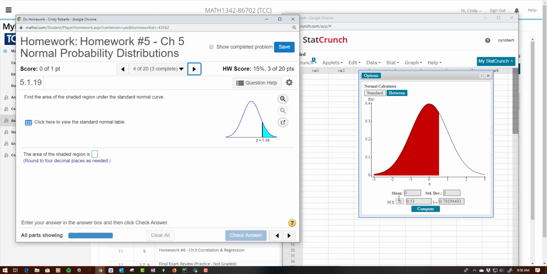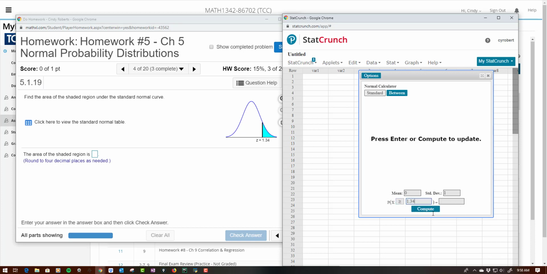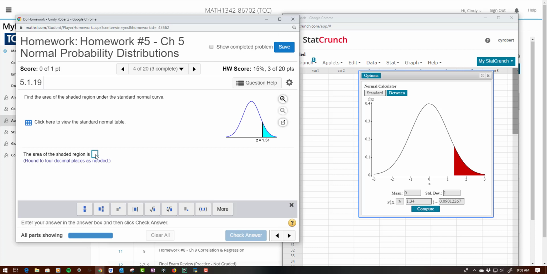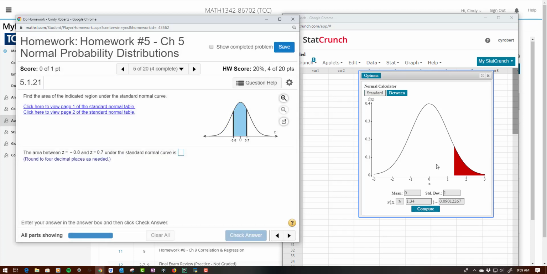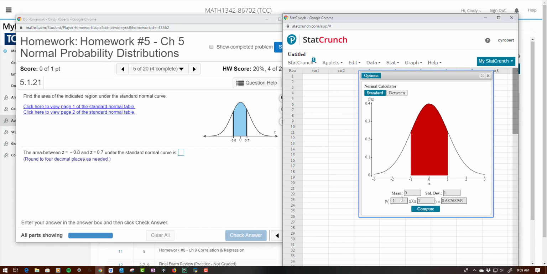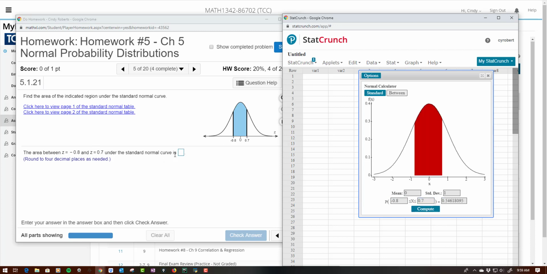So let's look and see how these change. Well, what if it's greater than? Ain't no big deal. You do a greater than 1.34, compute. And that quickly, I have my answer. So if you use the table, then you would have had to find the area up to 1.34 and then do 1 minus, because remember, this whole curve probability adds to 1. Now, what if you have something with betweens? Look at that button right there, between. And now just put your negative 0.8, your 0.7, compute, and there's your area.